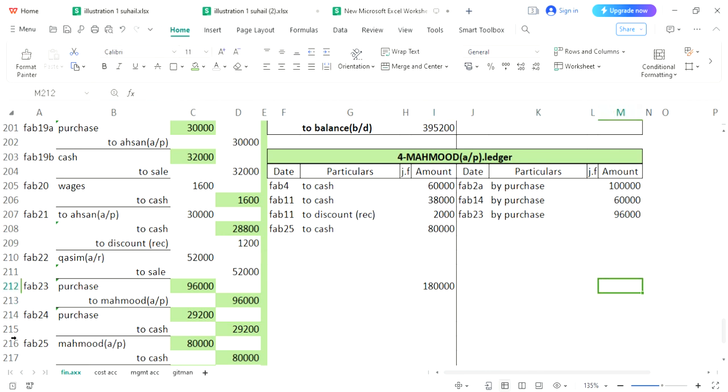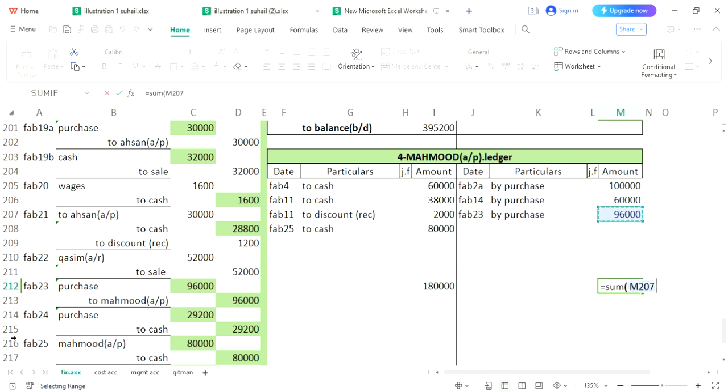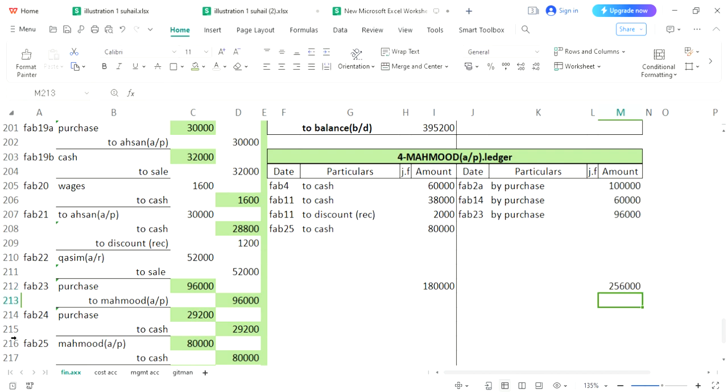I'm following the same step, calculating the sum of amounts present on the credit side. Three amounts are present. I have selected them and asked Excel to calculate the sum. So the sum of the credit side is 2,50,000 and the sum of the debit side, 1,80,000, has been calculated. Now choose the larger sum. Here 1,80,000, here 2,50,000. The larger sum is 2,56,000.